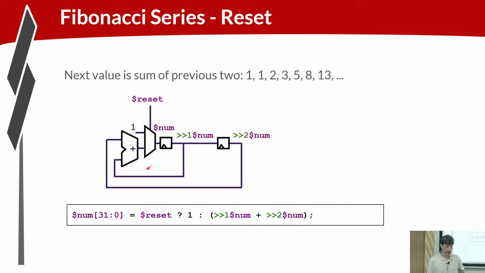In TL-Verilog, we can express that circuit with this single line. So the number here is, first we deal with this mux. So if reset, then 1, else the expression for this adder, right? So if reset, then 1, else the result of the adder, which is the sum of previous number and previous number. Good?